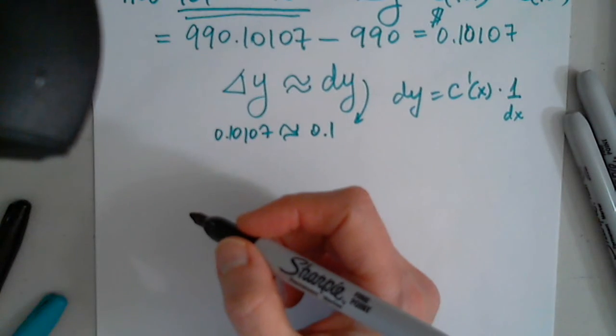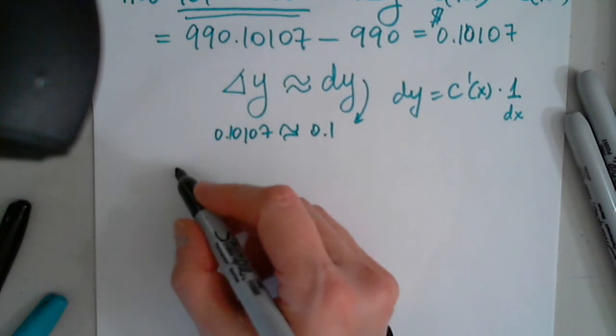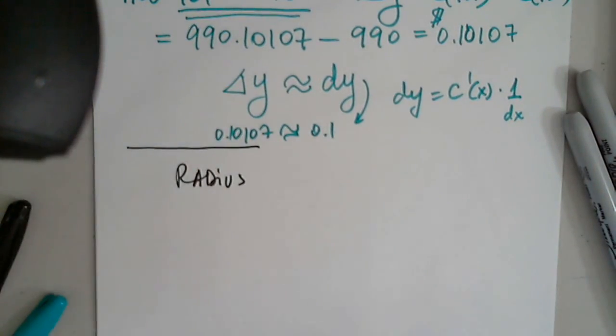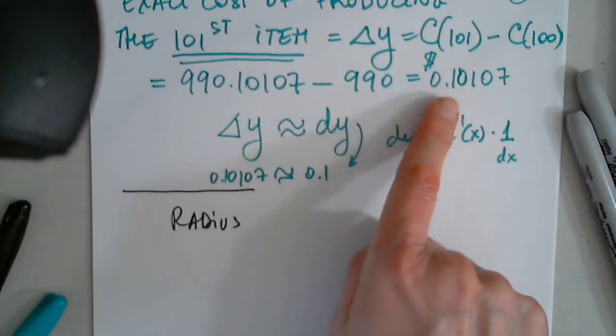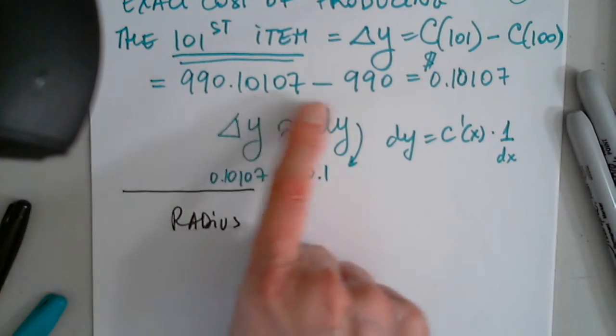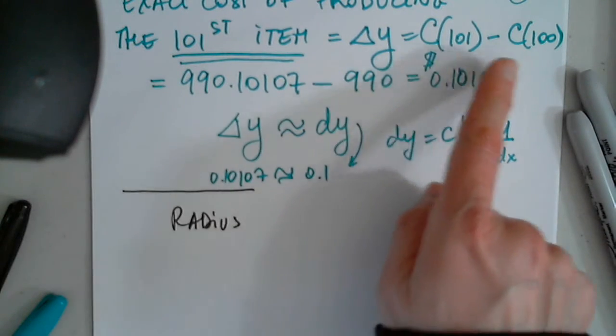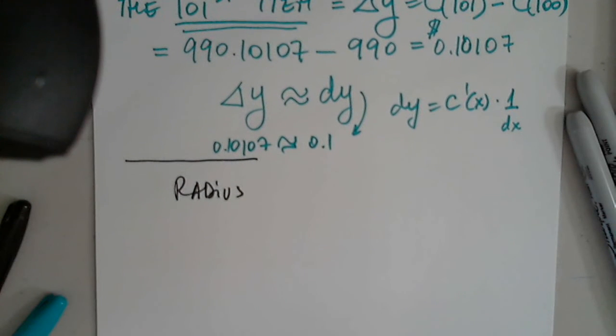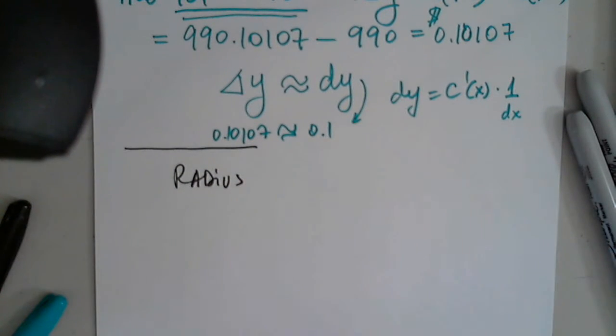Okay, so it says the radius of a circular disk. Radius. Oh, I'm sorry, forgive me. Any questions on the previous problem? So the exact was the difference between 101 and 100, and this was the differential of the cost for dx being 1. Any questions on the previous problem?